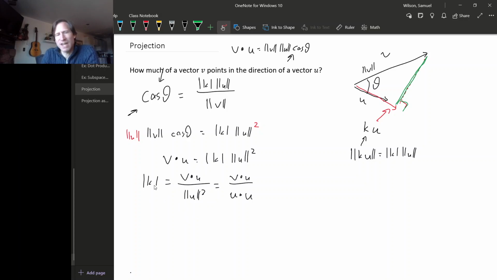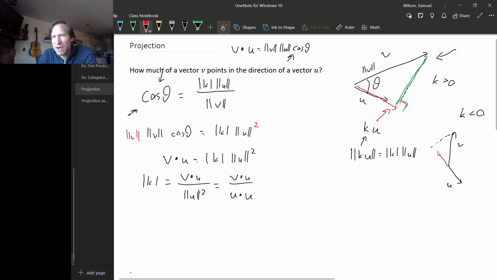But what about the sign of k? In the way I've drawn it here, k is going to be positive, and that's because v generally points in the direction of u. So this red arrow is pointing in the direction of u, and so it's a positive scalar multiple of u. But what if k is negative? It's possible that if v is going this way, say, and u is going that way, then when you press v perpendicularly down onto u, the result is parallel to u, but it points in the opposite direction. So in this situation, this red arrow is a negative scalar multiple of u.